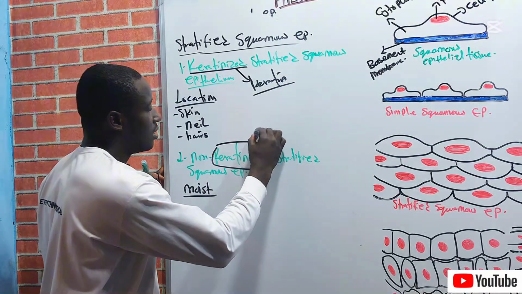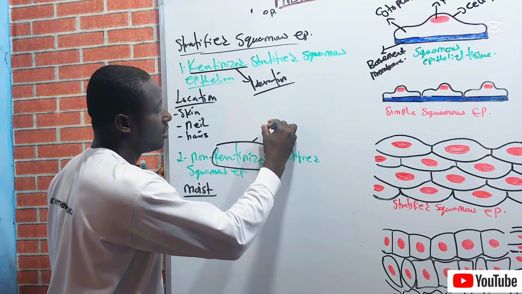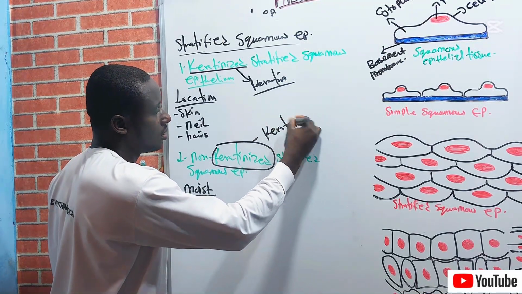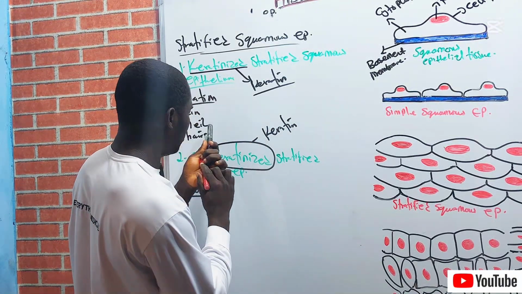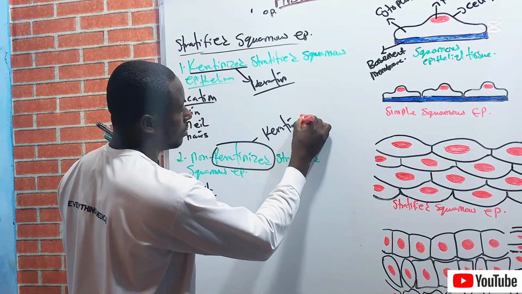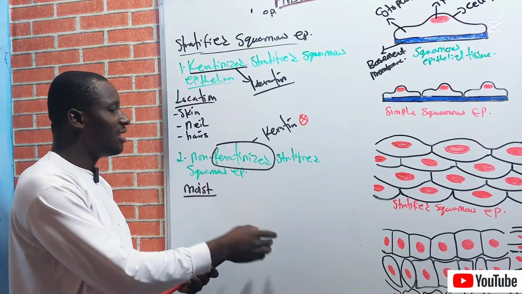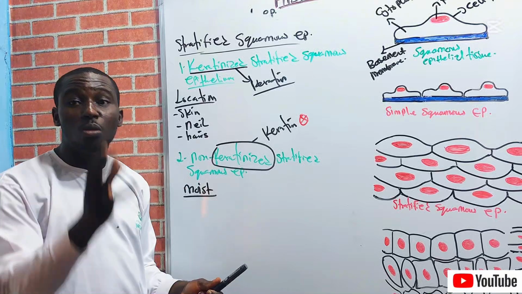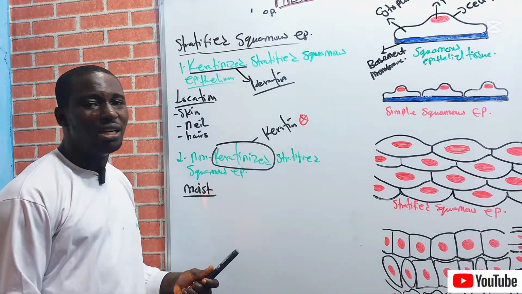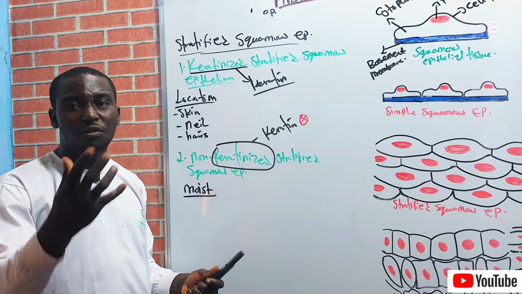The protein keratin is not found here. Keratin is never found. That is why it is non-keratinized stratified squamous epithelium. They are found in the moist surface that is subjected to mechanical wear and tear injury. They also protect that surface from drying.